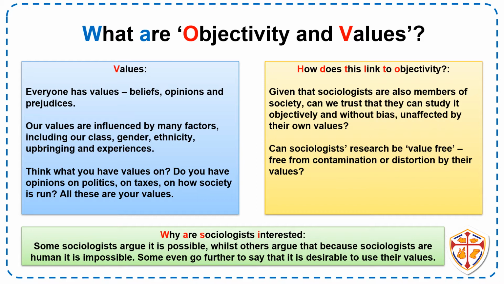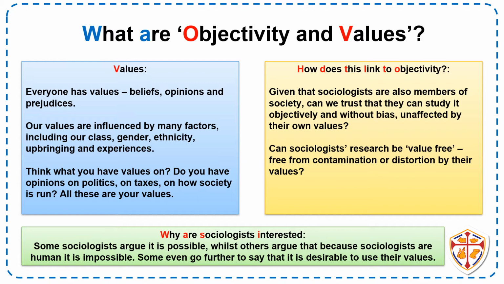Think about what you have values on. Do you have opinions on politics? Do you have a preference to whether you prefer Conservatives or Labour? Where do those preferences come from? Do you have an opinion on taxes? Do you have a value put on whether poorer people should be taxed or not? Think about your values on how you think society should be run. Do you think that it's correct at the moment? Any opinions that you have been influenced by all those factors I've mentioned, and these are your values.